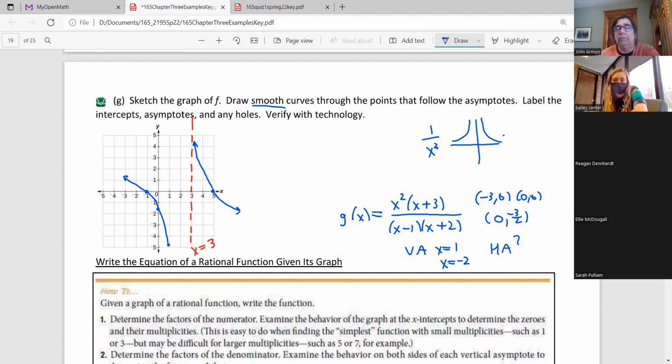Will this graph have a horizontal? Where is the highest power of x? If you were to multiply everything out, it's in the numerator. So that means no horizontal, kind of like this graph right here. So let's go to the calculator and see what the graph looks like if you were to plot these points and knowing where those vertical asymptotes are.